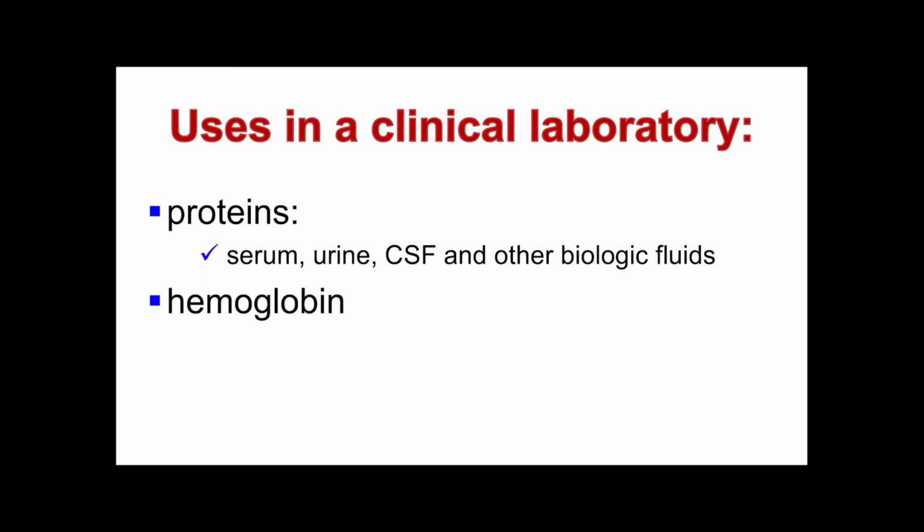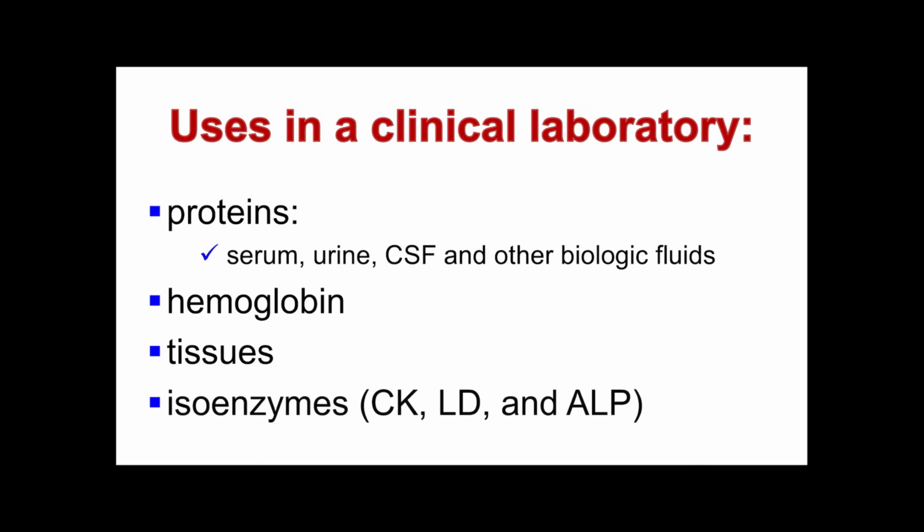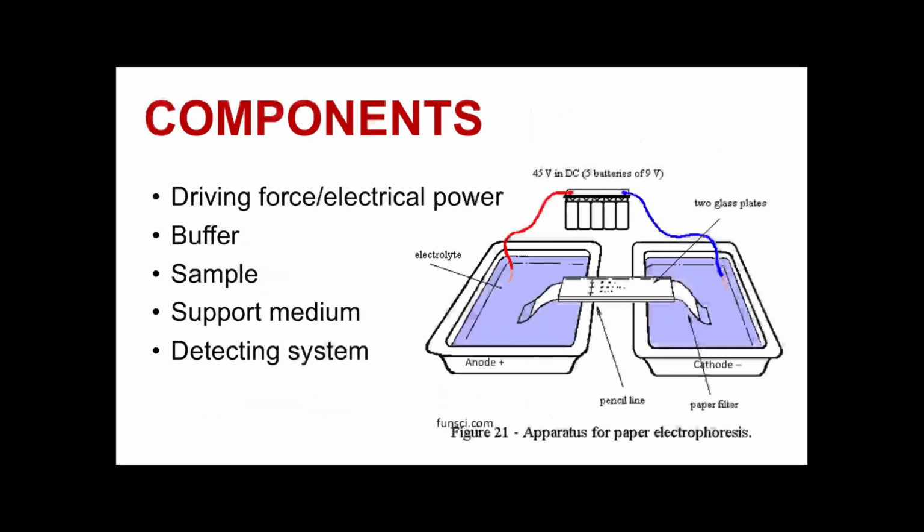Also in the separation of the types of hemoglobin, of the tissues, and of course of the isoenzymes such as creatine kinase, lactate dehydrogenase, and alkaline phosphatase. So the isoenzymes catalyze the same reaction as enzymes, but they differ in structures. Next, for the components of electrophoresis, first we have the driving force or the electrical power. So without this, the electrophoresis will not work.